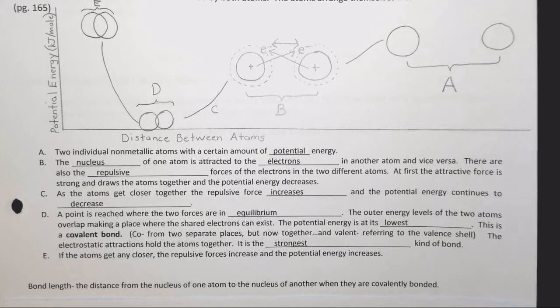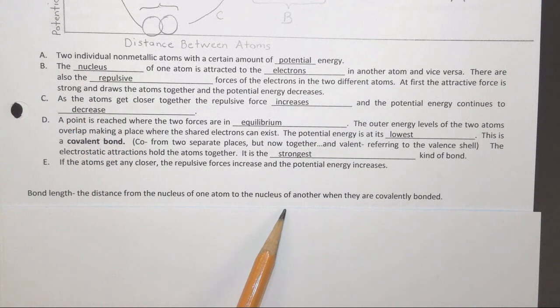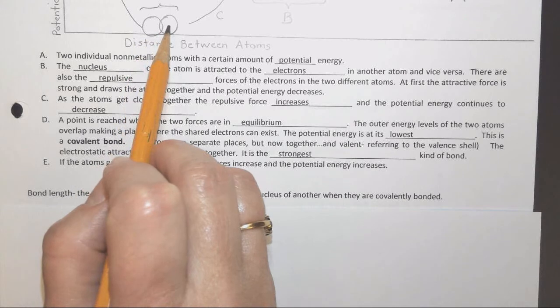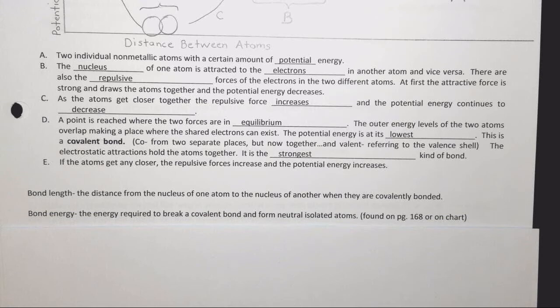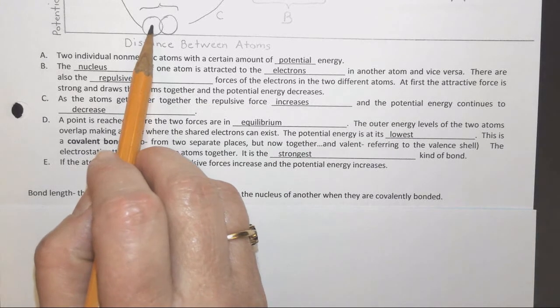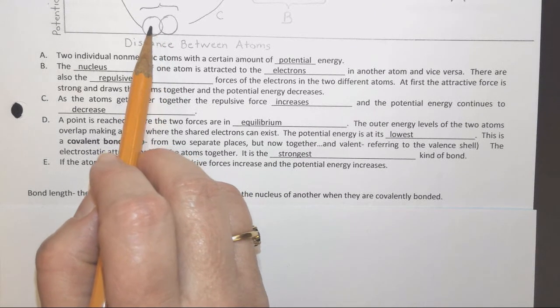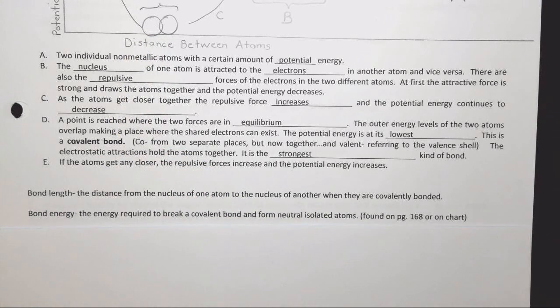So the bond length is the distance from the nucleus of one atom to the nucleus of another when they are covalently bonded. So if you imagine the nuclei to be in the center up here, that distance between them, that's your bond length. If the nucleus is in the center, the bond length would be the distance from one nucleus to another. The bond energy is the energy that's required to break a covalent bond and turn them back into neutral, isolated atoms.